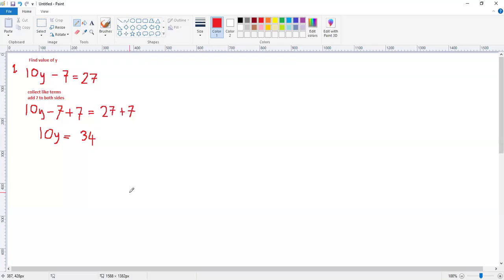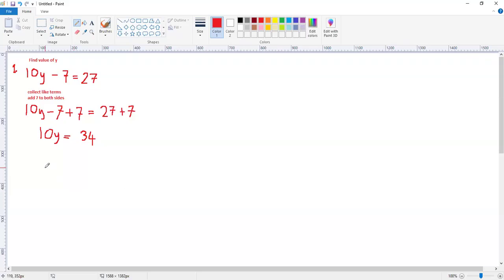Do you divide 10 by 34? Okay, so we're going to swap it the other way. What you meant to say is we'll divide both sides by 10, not the other way around. In other words, we're going to divide 34 by 10.